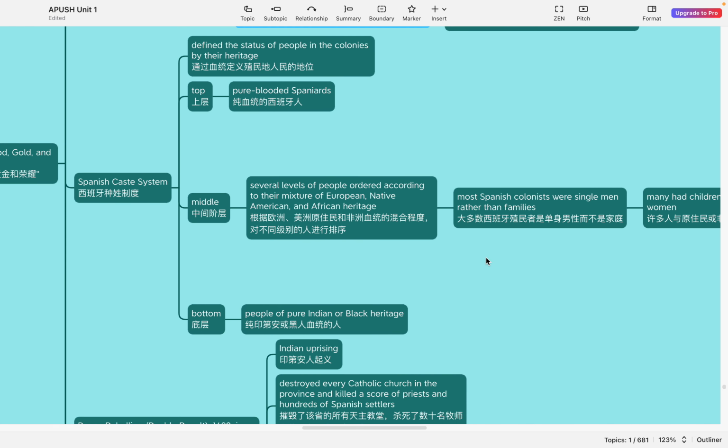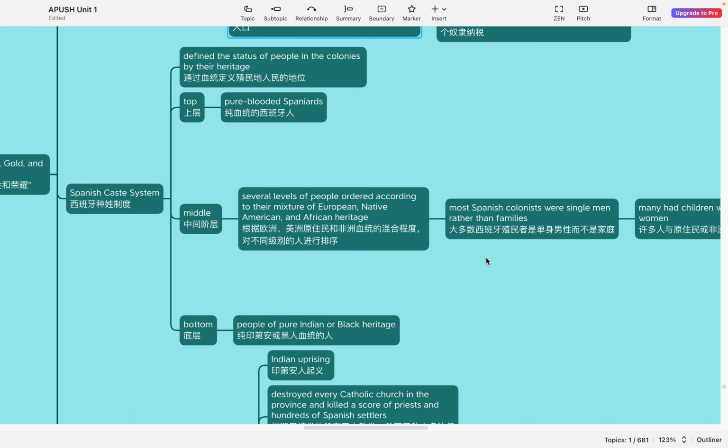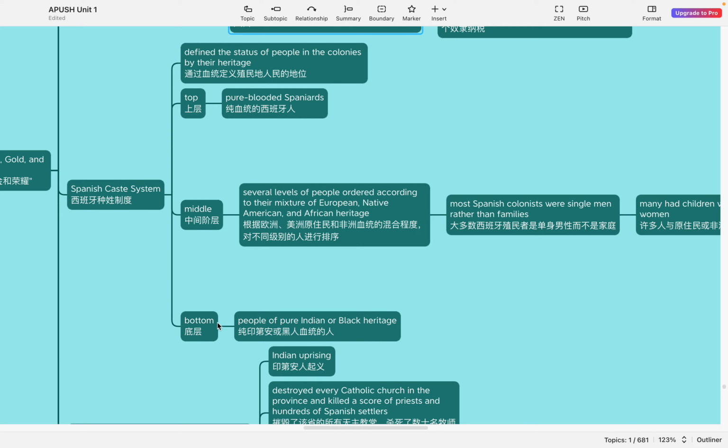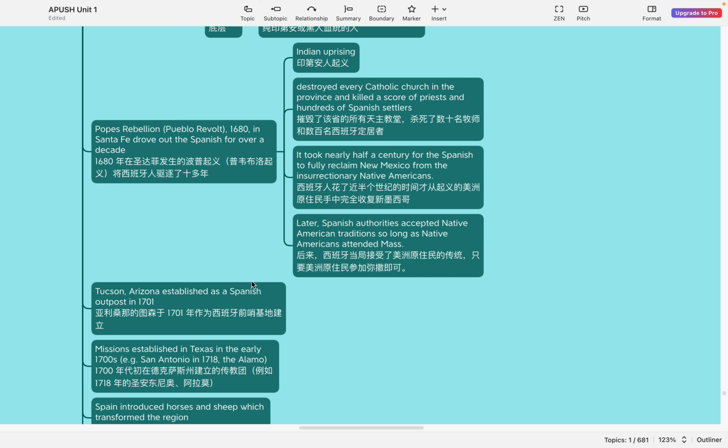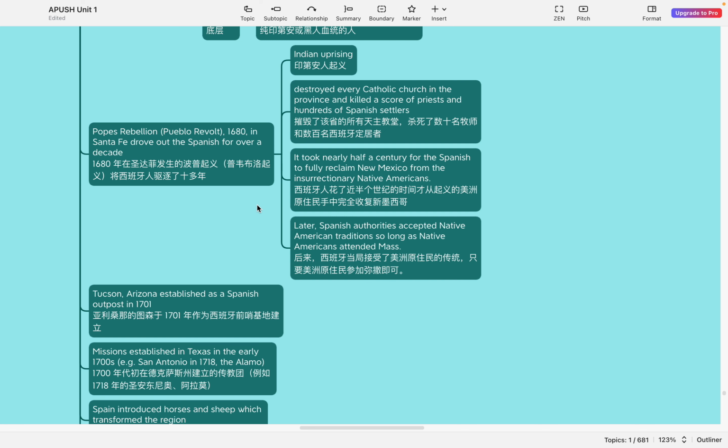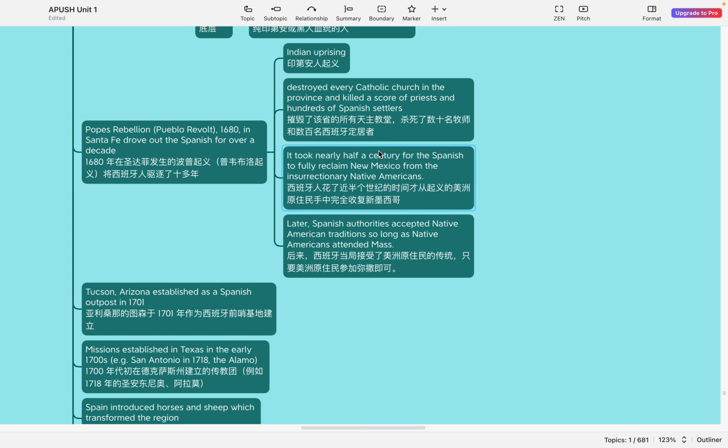Spanish colonists had a strict social hierarchy, pure-blooded Spaniards at the top, mixed heritage individuals in the middle, and Native Americans and Africans at the bottom. This exploitation led to resistance like the Pueblo Revolt in the late 17th century, which temporarily booted the Spanish out of New Mexico for over a decade. It took Spain nearly half a century to reclaim New Mexico fully.